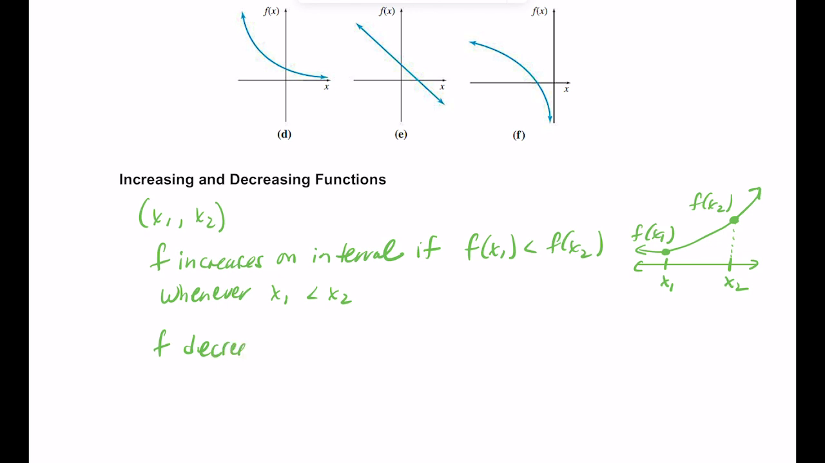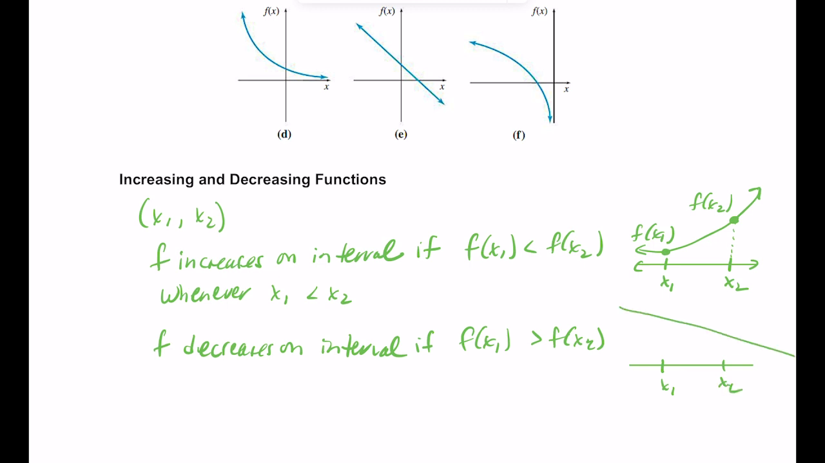So f is going to be decreasing on the interval if f of x1 is greater than f of x2. So you can see here, if I had my x-axis, and again, here's x1, here's x2, and let's say we had this time something like this. Here's f of x1, and here's f of x2. And you can see here that the value for f of x1 is greater than the value for f of x2, whenever x1 is less than x2.